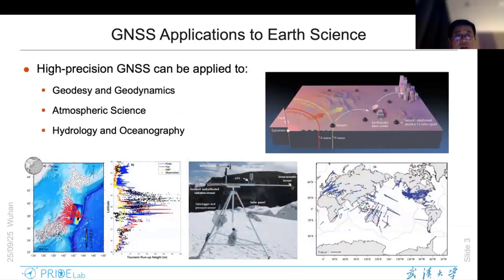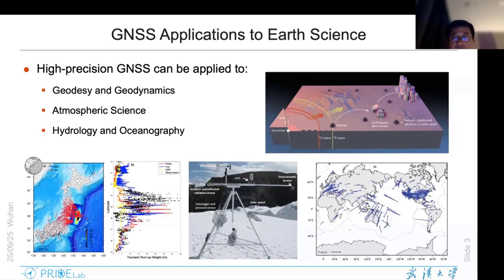And nowadays we have high precision GNSS. I mean, we can use GNSS to achieve centimeter level to even millimeter level precision. So this kind of high precision GNSS can be applied to a variety of fields. For example, the basic application is geodetic application, which is more related to the establishment and maintenance of the reference frame, which is the most fundamental support for global geophysical studies. And we can also use the signals from GNSS to detect abnormality of the atmosphere conditions.